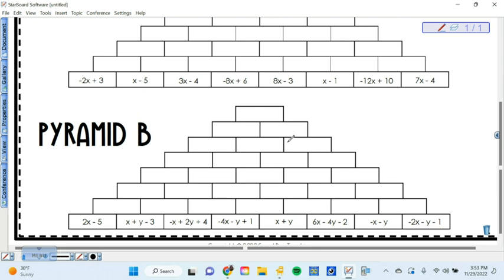So we got negative 4y minus 5. Negative 5y. And then minus 2. Negative y minus 1.